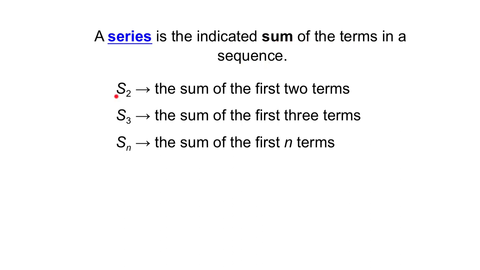So some notation, S with a subscript of 2, or S2, means the sum of the first 2 terms in the sequence. S3 would be the sum of the first 3 terms, etc. Sn would be the sum of the first n terms in general. So whatever the subscript number is, that tells you what term you're adding up to.